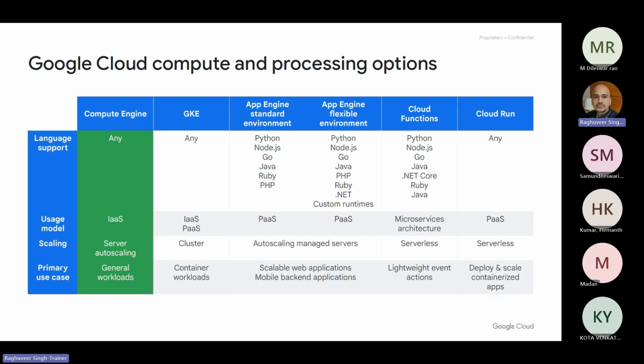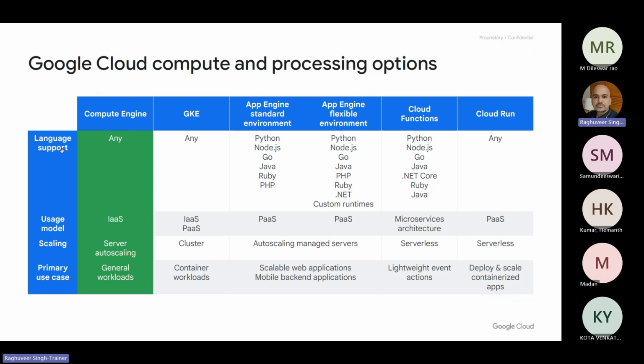So what you see on the screen are the compute services in Google Cloud. They are all the compute services as we speak. If tomorrow they add more, I can't say, but this is the current situation for today. These are the compute services in Google Cloud. So you will see all the compute services and you will see the use cases also.